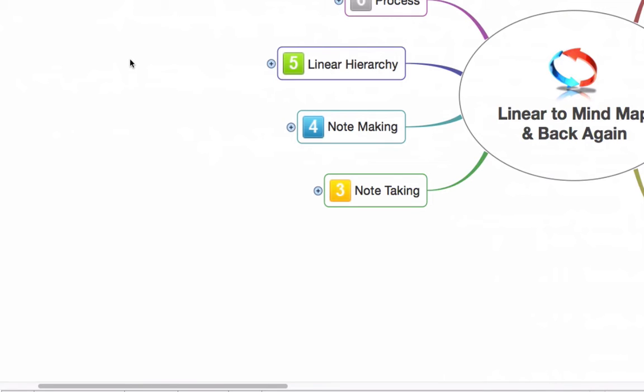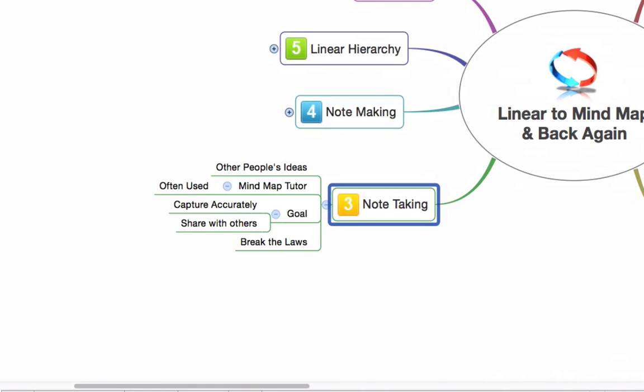Now, I divide notes into two components, note making and note taking. Note taking is where I want to capture other people's ideas, and I often use a mind map tutor because it can accurately capture what is being said and I can share it easily with others. And this is where I actually break the laws, especially the one word per line law, more often.